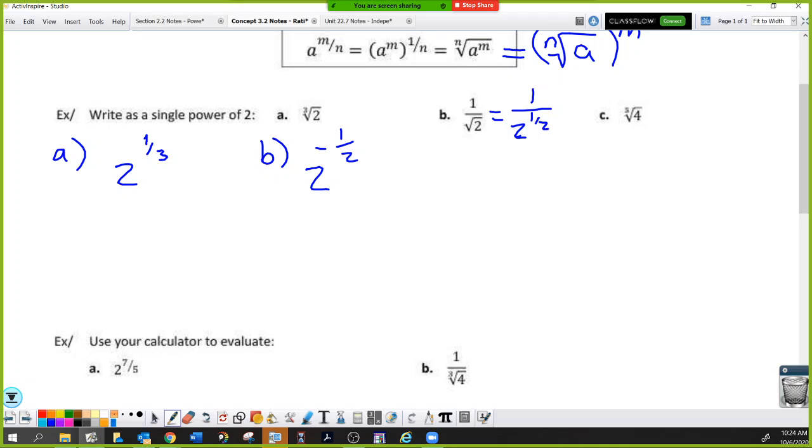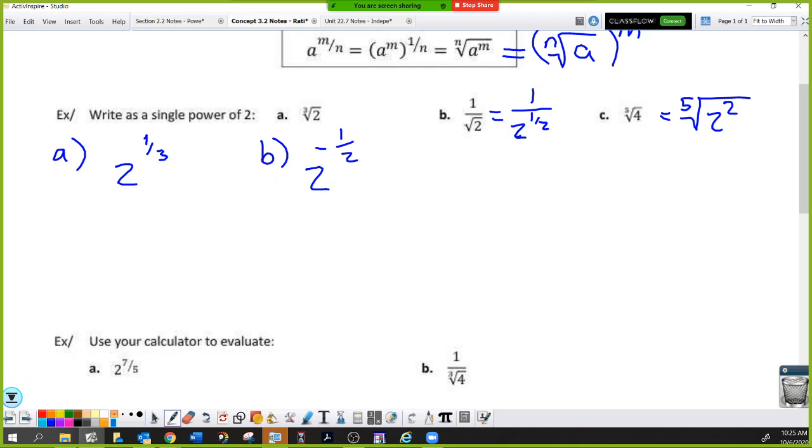Now for C, these are all supposed to be powers of 2, not 4. But 4 is a power of 2. 4 is 2 squared.